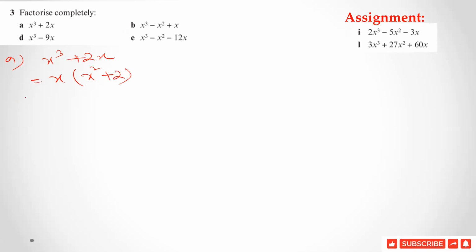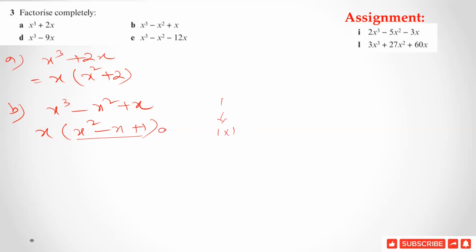Now question number 3, part B: x cubed minus x squared plus x. Again, if I take x common, x squared minus x plus 1. Now, if we think of factorizing the second expression, I think we cannot get the factors, because 1 times 1 will be 1 and the factors of 1 are 1 times 1. If we add 1 and 1, we get 2, but here there is no 2. It means we cannot factorize it anymore. So this is our answer.